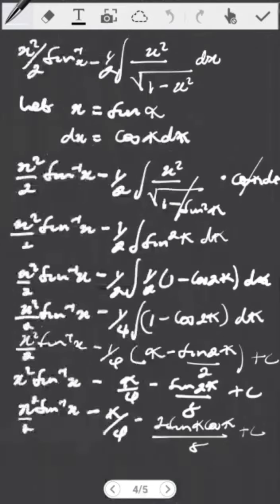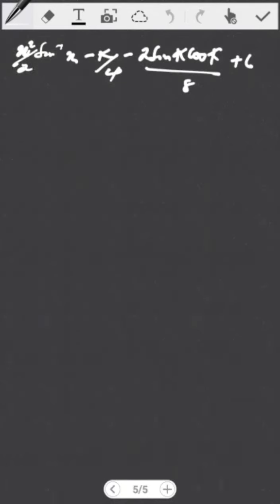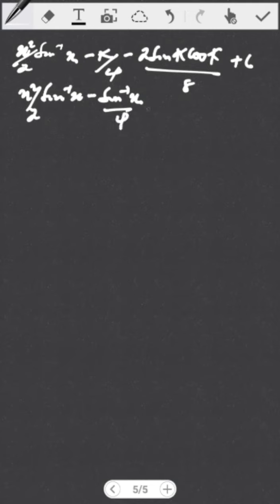But we know that sine of k, where we substituted for k, was equal to x. Now we also have to find it in terms of this. Therefore, if sine of k is equal to x, I'm going to have x squared out of 2 sine inverse of x minus, now k is sine inverse of x, out of 4 minus 2 times x.